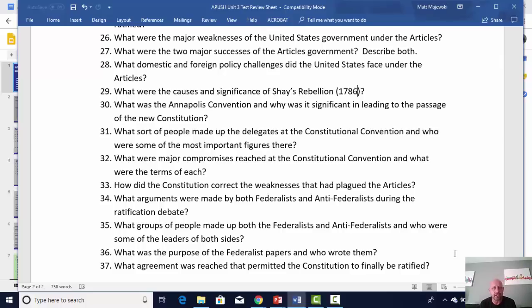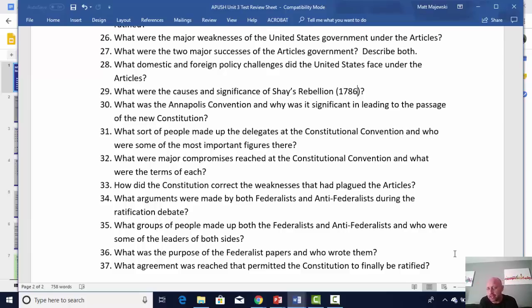Number 34, what arguments were made by both Federalists and Anti-Federalists during the ratification debate? Well, remember, Federalists argued that we needed a stronger national government in order to control the states. They argued we needed an executive branch in order to enforce laws. They argued we needed a judicial branch to decide matters between the states.